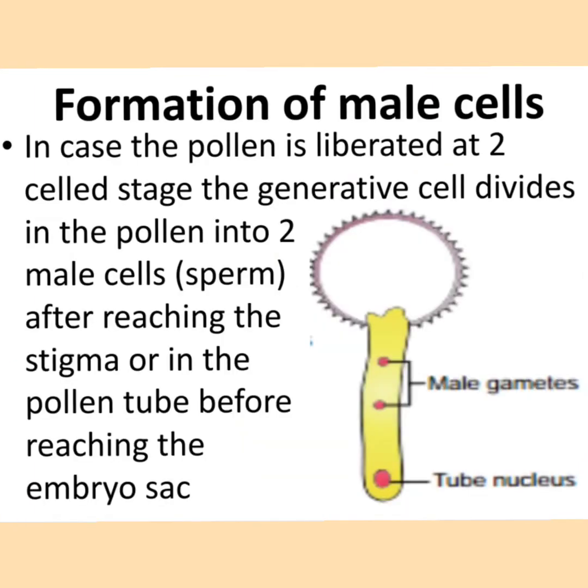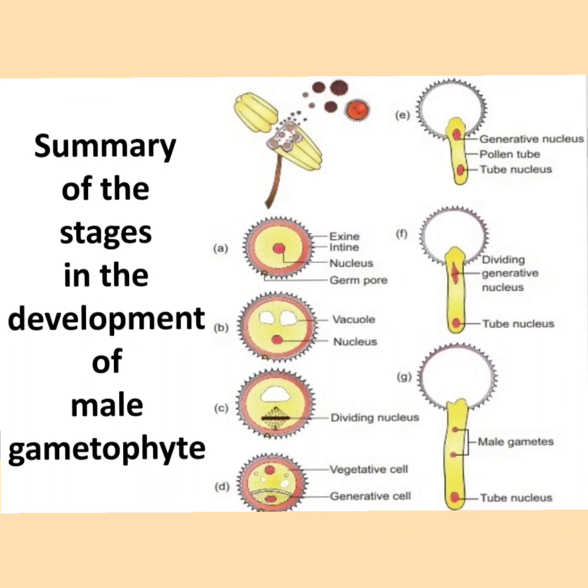In the case where the pollen is liberated at a two-cell stage, the generative cell divides in the pollen tube into two male cells or the sperm cells after reaching the stigma, or in the pollen tube before reaching the embryo sac. Here is the summary of the stages in the development of the male gametophyte.